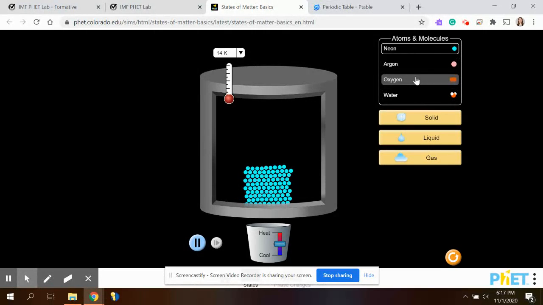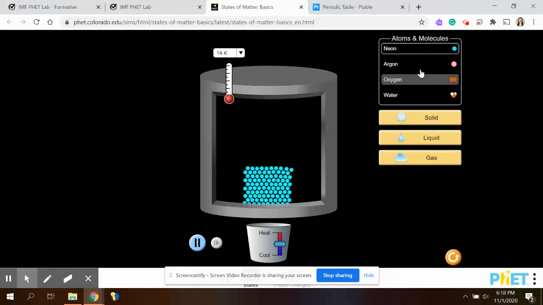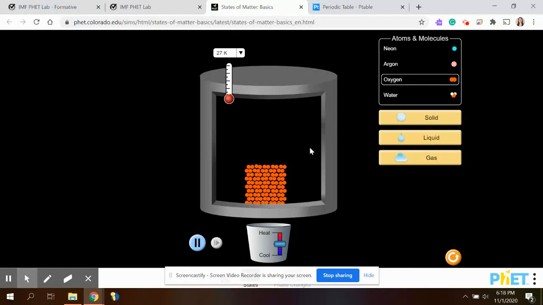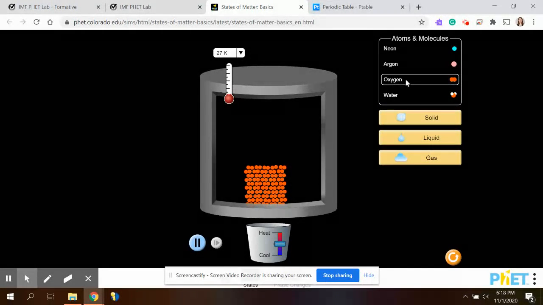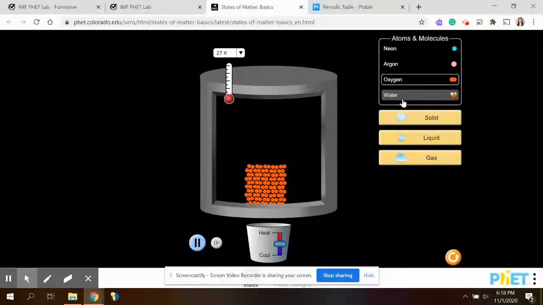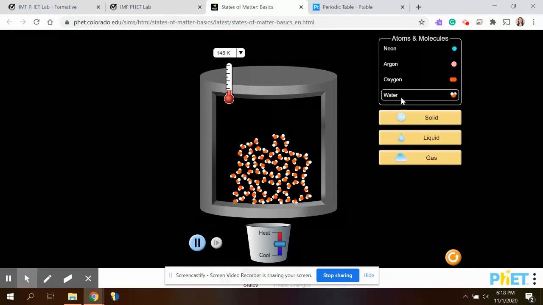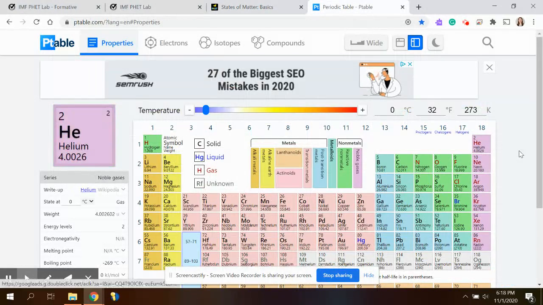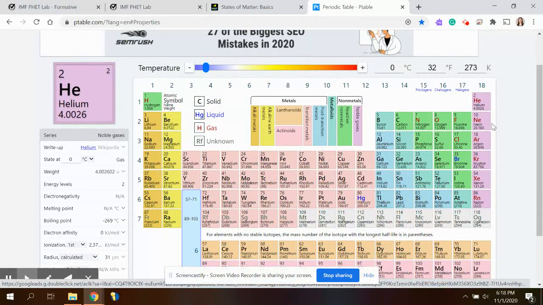So neon, argon, and oxygen are all elements. Neon and argon are by themselves. Oxygen here is composed of O2. So this is oxygen as we usually have it. It's an oxygen atom bonded to another oxygen atom. And then water is, of course, H2O. Okay, so let's look at what neon and argon are. So here's neon, and here is argon.